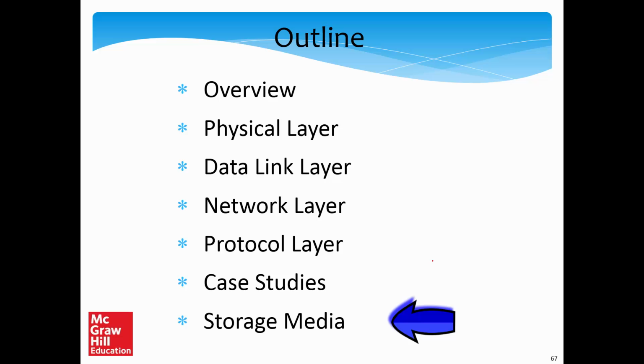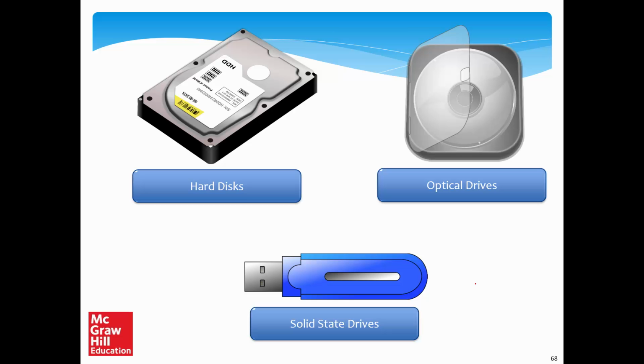So now that we have seen the case studies of two I/O protocols, namely PCI Express and USB, let us look at storage media, which is the last part of this chapter. Hard disks, optical drives and solid state drives are the three kinds of storage media that I want to discuss. So what is storage media?